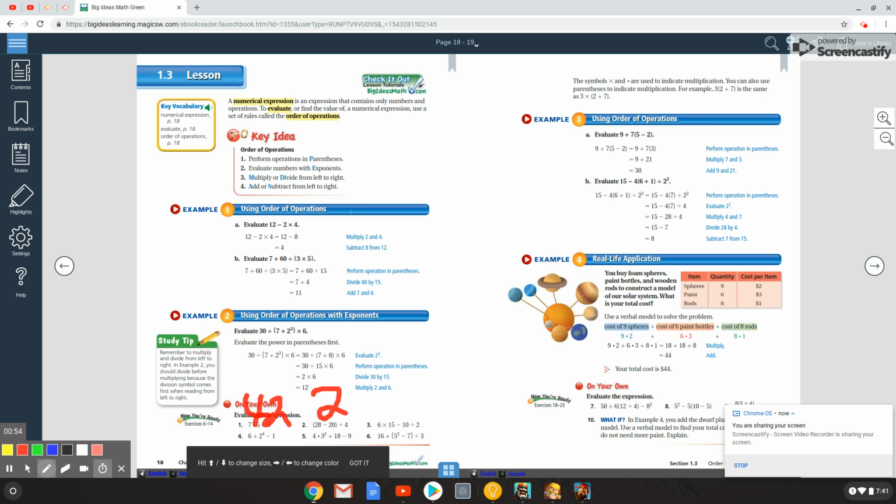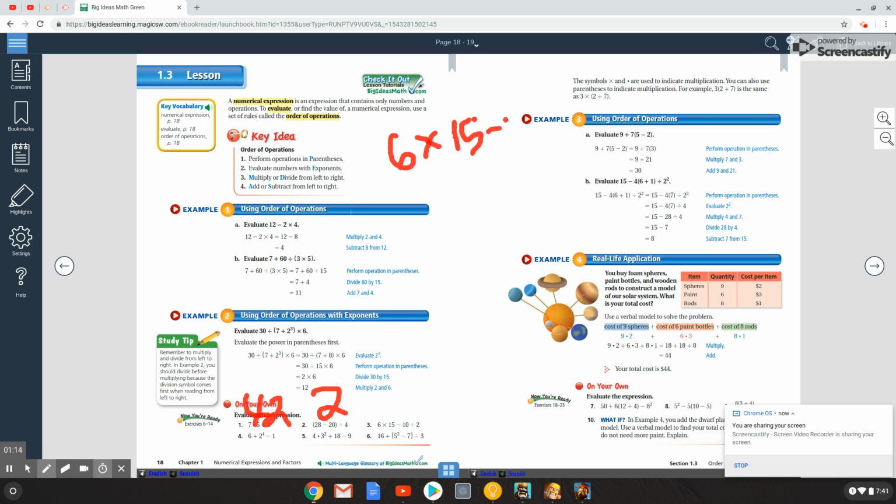Moving on to our third problem, we have 6 times 15 minus 10 divided by 2. It's pretty big, but we can solve it. Let's go one at a time. Is there parentheses? No. Exponents? No. Multiplication or division? Yes. So let's start by solving the multiplication. So 6 times 15 minus 10 divided by 2.